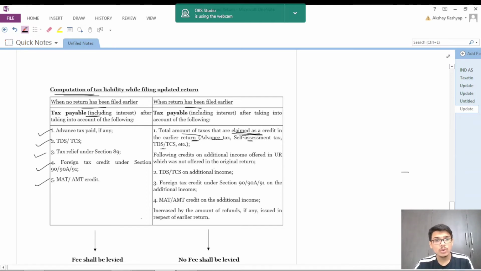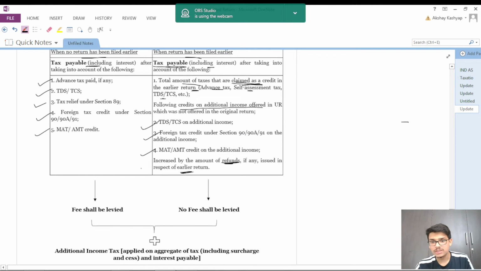Apart from this, you can also claim credits on additional income that you've offered. So the income that you have additionally offered in the updated return, the credits with respect to such additional income can be claimed, such as TDS, FTC, MAT, etc. And finally, such amount has to be increased by the amount of refunds that was issued in your earlier return. So if by your earlier return there was some refund issued, now that you're filing an updated return, those refunds have to be added back. So after considering all the items, you will have the normal tax that you have to pay, including interest.